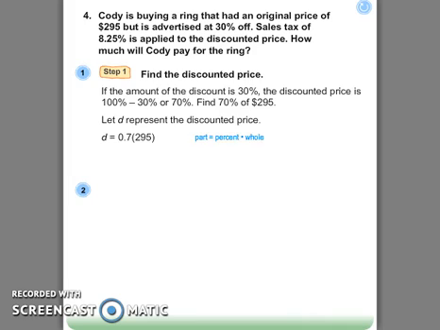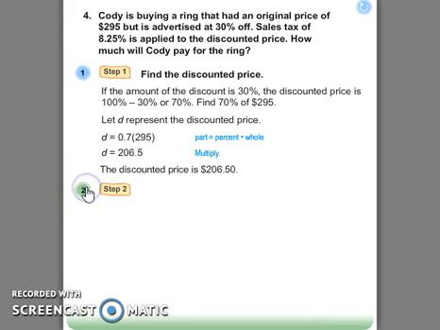You can use any method, either find 30% of $295 and then subtract that amount, or if you know $295 is 100%, you're taking off 30%, that means you're going to pay 70%. So find 70% of $295. And here's how we do that. 70% as a decimal, multiplied by the whole, will give us the part that we're going to pay. So the discounted price is $206.50. But now we need to add tax to that.